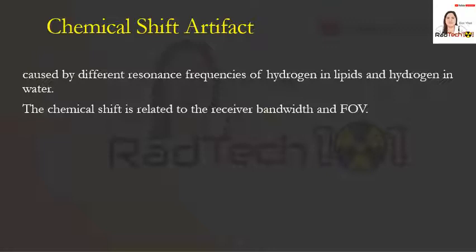In MRI, the term bandwidth may be used to refer to the frequencies associated either with RF excitation, which is the transmitter bandwidth, or signal reception, or the receiver bandwidth. So in MRI, we have two types of bandwidth: the signal reception or the receiver bandwidth, and the transmitter bandwidth caused by RF excitation.